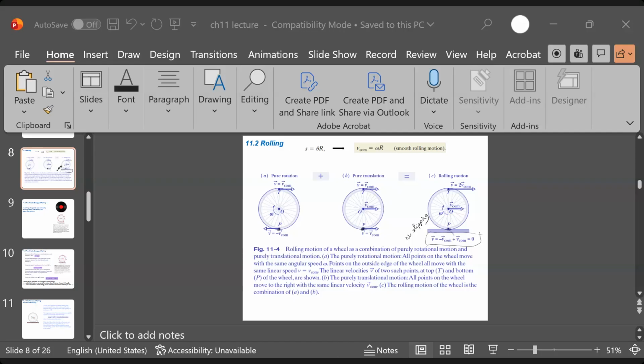Let's take a look at this question. This is a nice one. A wheel of radius 0.5 meters rolls without sliding on a horizontal surface as shown, starting from rest.